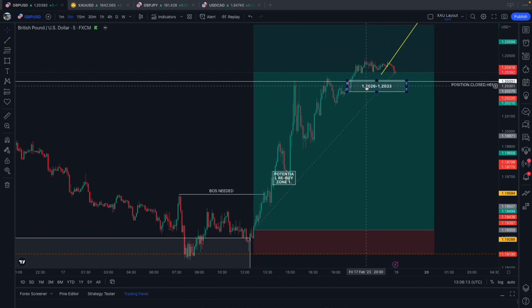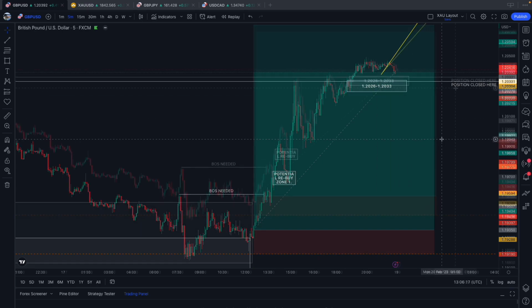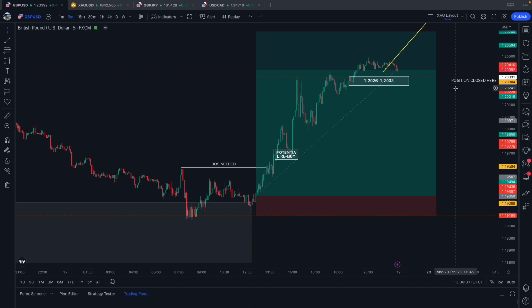Now, as I say, I've highlighted this zone. Highlight it out for yourself. This could be a place that we could look to buy from. Now, you'll see from the screenshots that I've highlighted and put on screen how detailed the analysis is and how precise the entry points are.